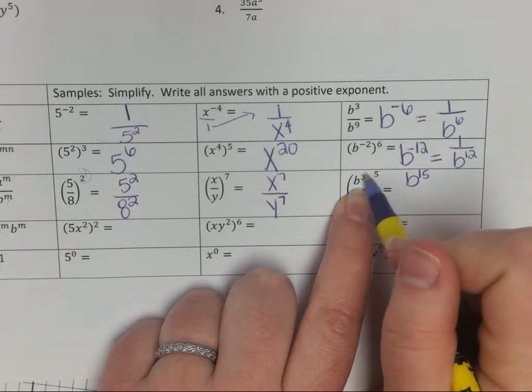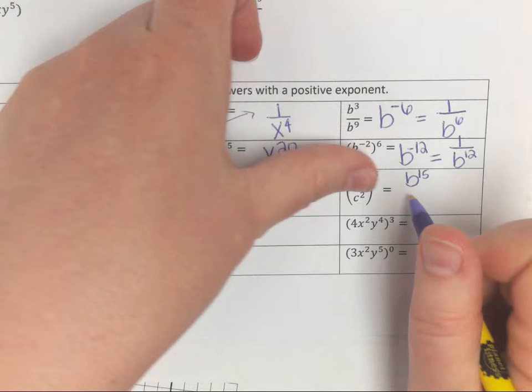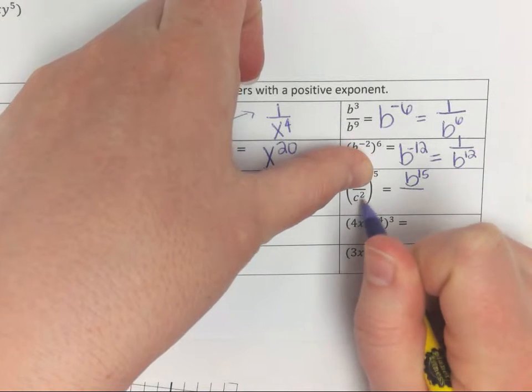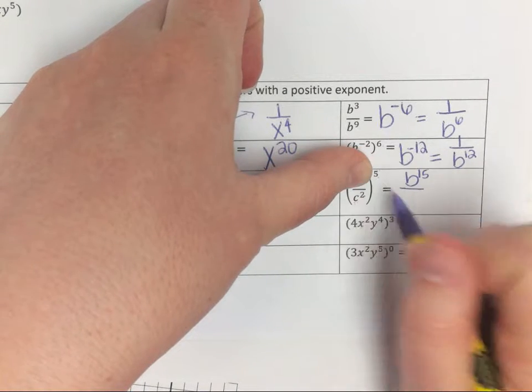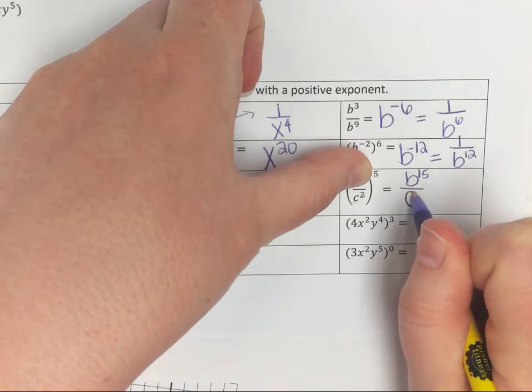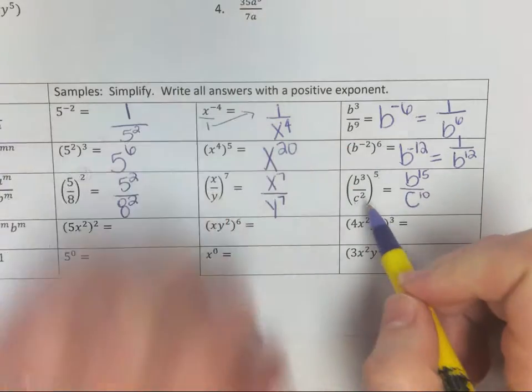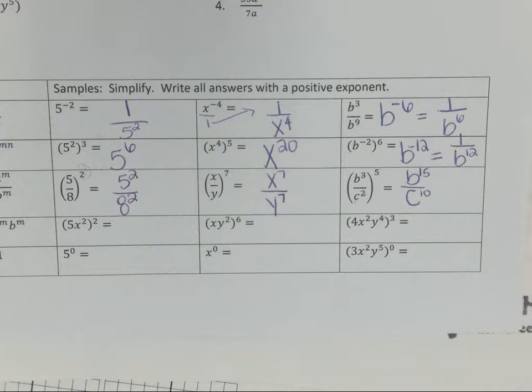So we have to multiply these exponents, divided by c, which is already being squared, also to the 5th power. So that's going to become c to the 10th. We multiply those exponents. Very good, guys.